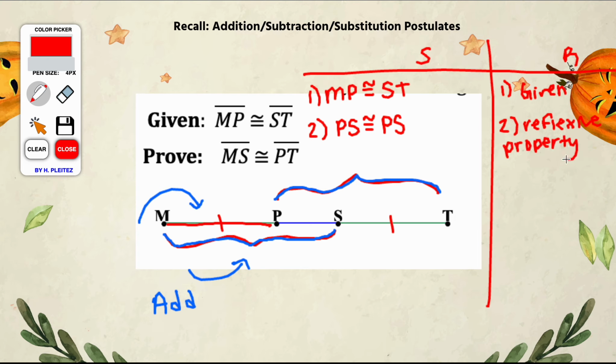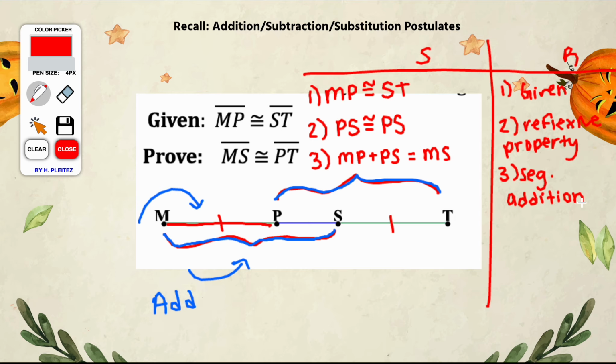Now, going back to my general steps, what it says to do is first figure out whether we're using addition or subtraction, right? We already did that. Then we're going to choose one side to start with. So I'm going to start with the left side, and I'm going to take MP, which is what we're given, right? And I'm going to say MP plus PS equals MS. Now, our reason there is segment addition.